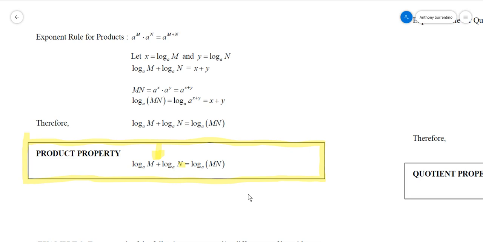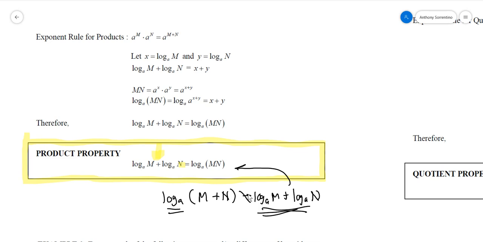You'll have a situation where they say, I have the log base a of m plus n, and they rewrite this as the log base a of m plus the log base a of n. They think that logarithm is distributive. Well, logarithm is not distributive. Multiplication is, not logarithming. So we already know that this is actually the product, so this is not correct.